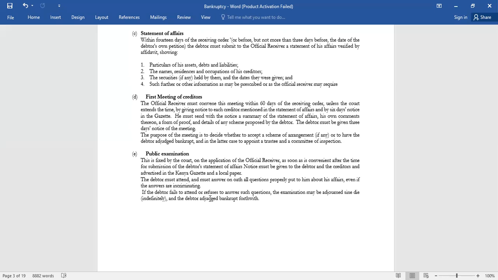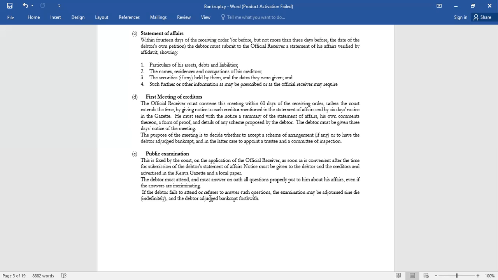Remember, we are in a court of law, so they must swear. So the commissioner of oath will be there. All questions will be properly put for the debtor to go ahead and answer, even if they are incriminating. I said some of them might be very embarrassing. So if the debtor fails to attend or refuses to answer the question, the examination may be adjourned indefinitely, or what we are calling sine die, indefinitely, and the debtor adjudged bankrupt forthwith.